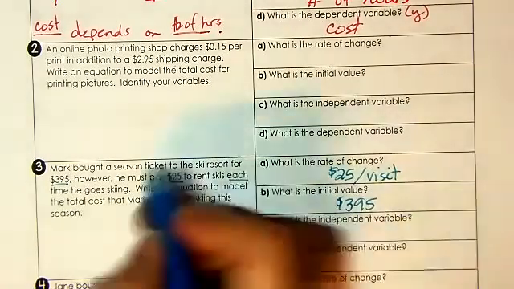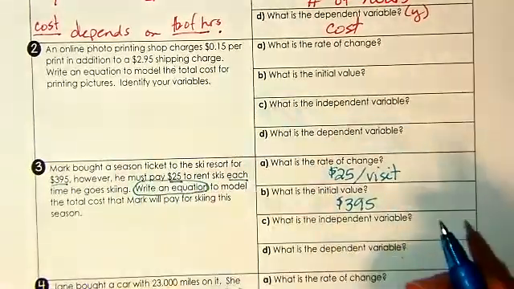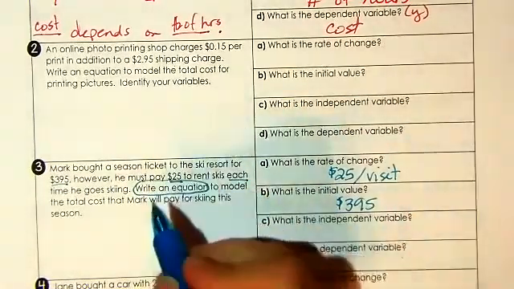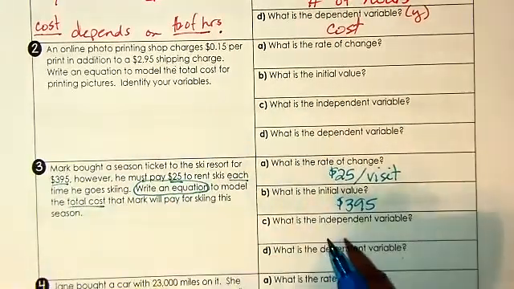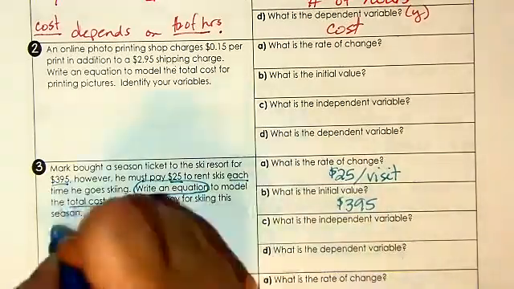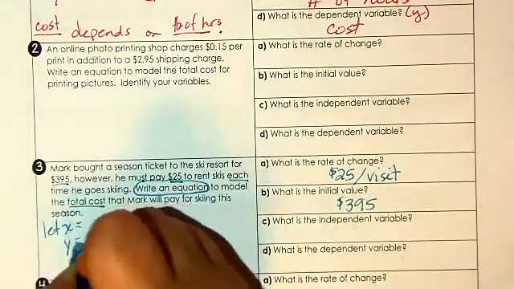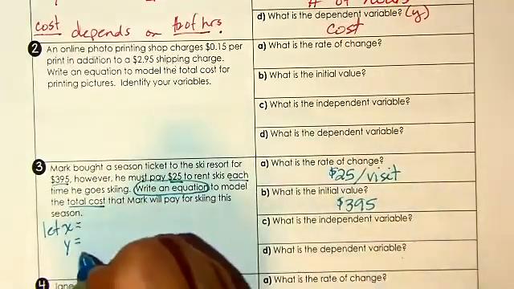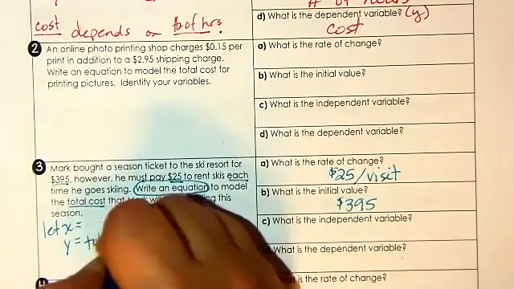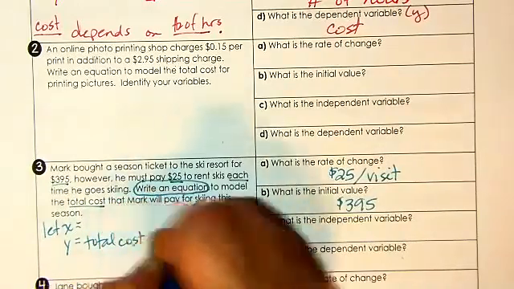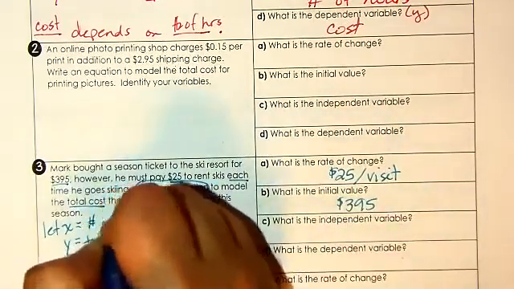Okay, so we've got to write an equation that's going to be in that slope-intercept form that talks about the total cost that Mark will pay for skiing the season. Okay, so with that, remember we have to label our variables, let x and y. So the total cost is going to depend on how many times he goes there. So the total cost is again y. And then the x is the number of visits.